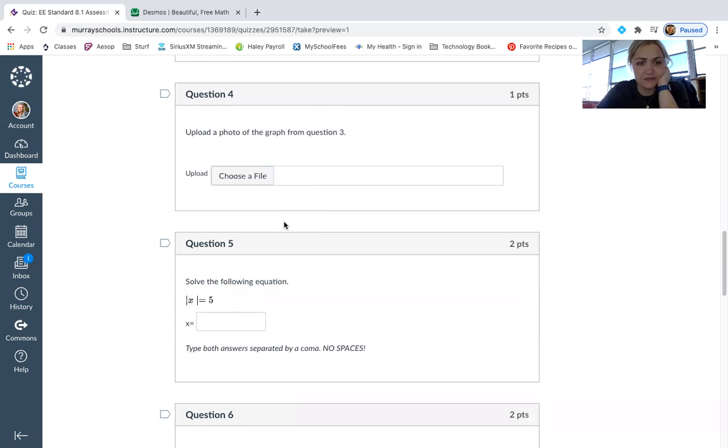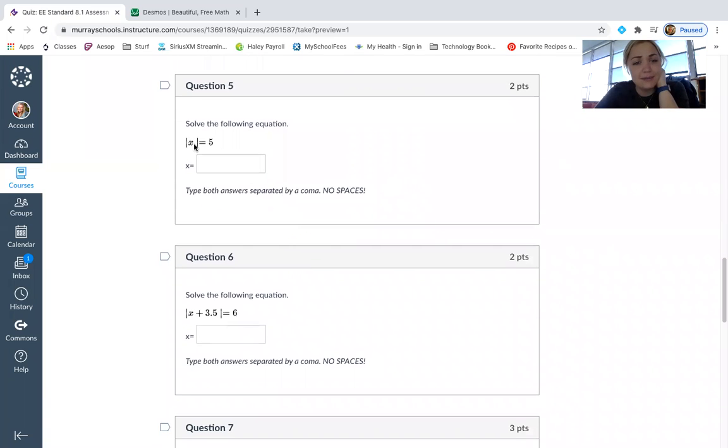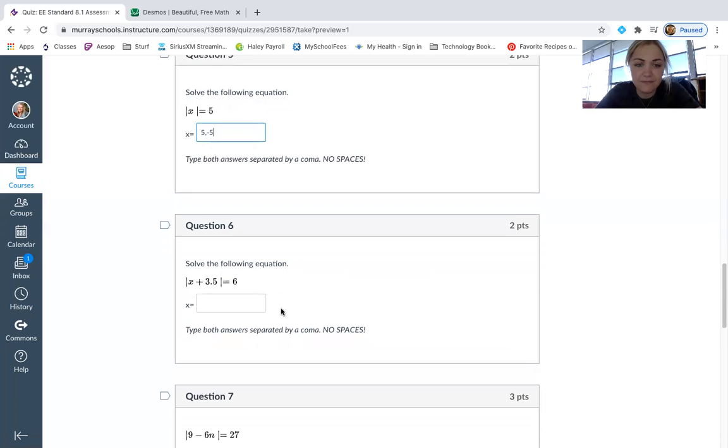Let's look at question 5. On question 5, it says solve the following equation. So this is absolute value of x is equal to 5. Remember, we have 2 answers for this. One of them would be a positive 5 and the other a negative 5. Remember, you're talking about their distance from 0. The 2 numbers that have a distance of 5 from 0 would be 5 and negative 5.